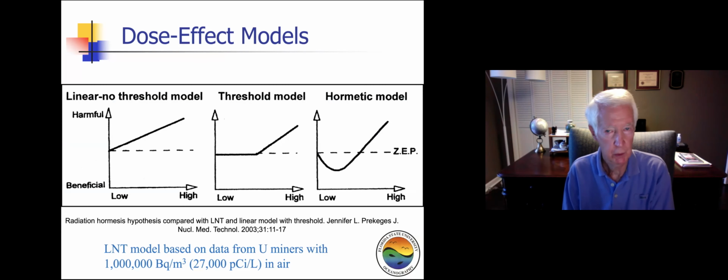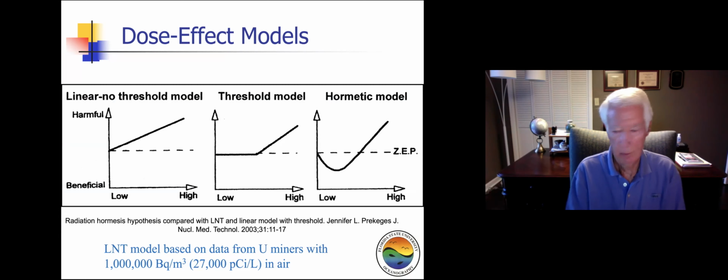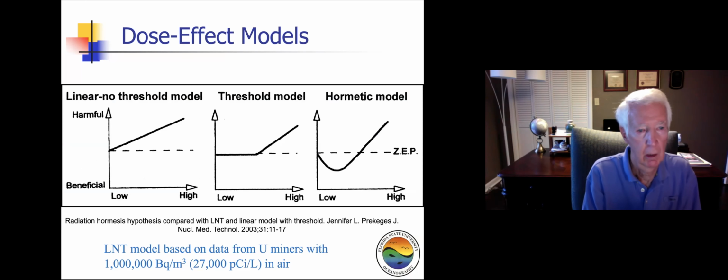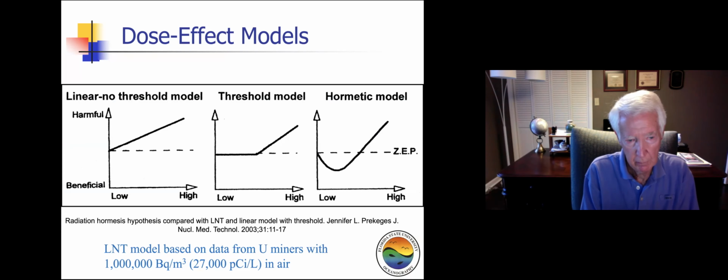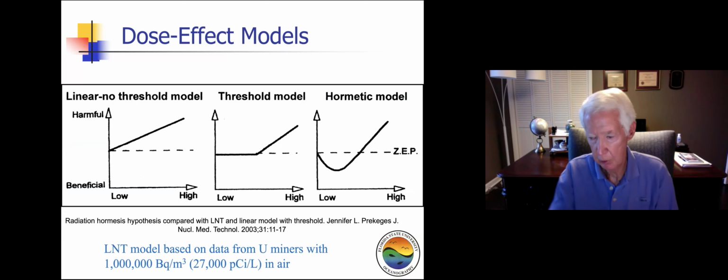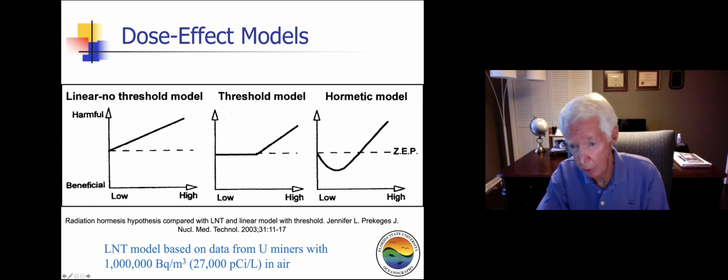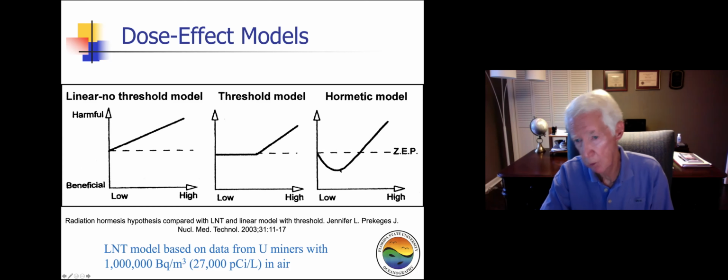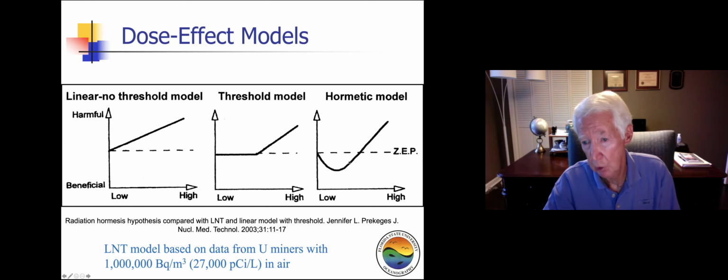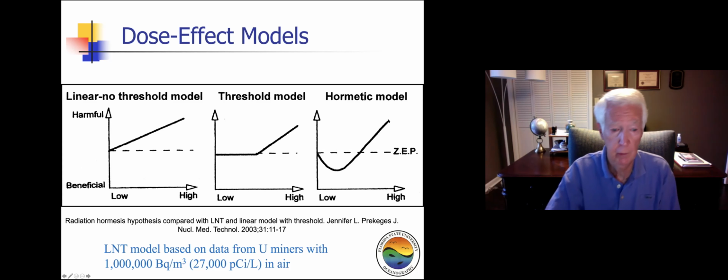So these are what's called dose effect models. The one on the left is the linear no threshold model, which is what we use in the US. The one in the middle is a threshold, so you have no effect up to a certain point, and then at that point you start to have bad effects. Another model, which is called hormesis, would say that at low dose, you have a beneficial effect up to a certain threshold, and then the slope changes and you have a negative health effect.